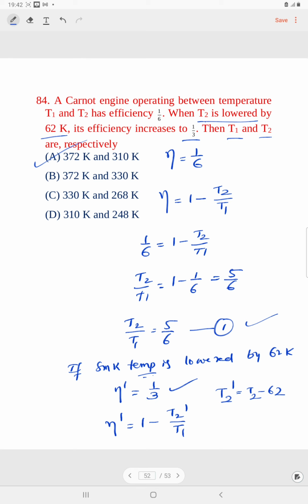Next, some of the questions are based on the efficiency of the Carnot engine, and some questions are based on the coefficient of performance of a refrigerator. So there are 84 questions in total based on the first law of thermodynamics, isothermal process work done, adiabatic process work done, efficiency of engine, and coefficient of performance. I hope you understand all these things, and if you do not understand, please repeat the videos again and again.